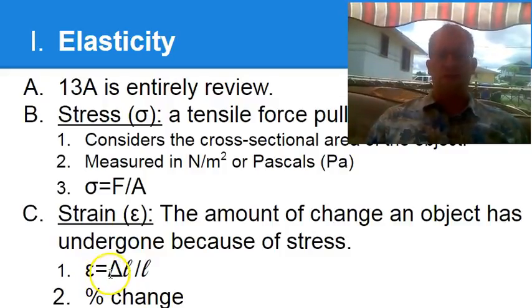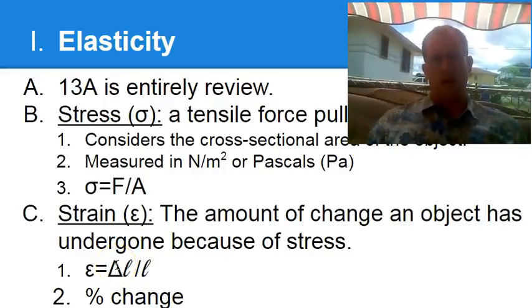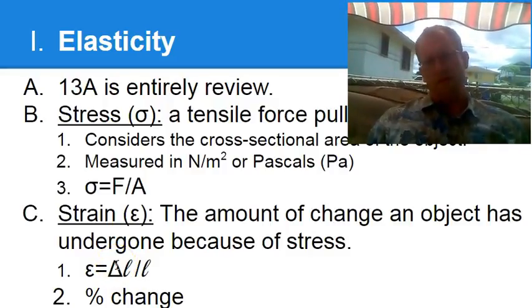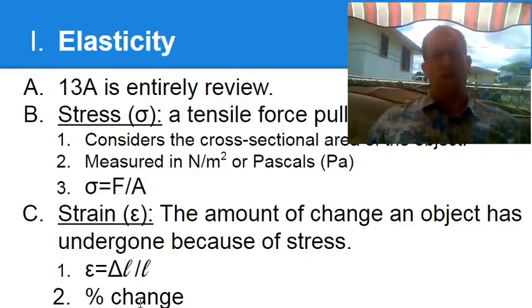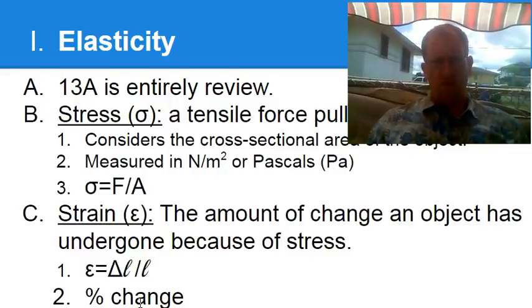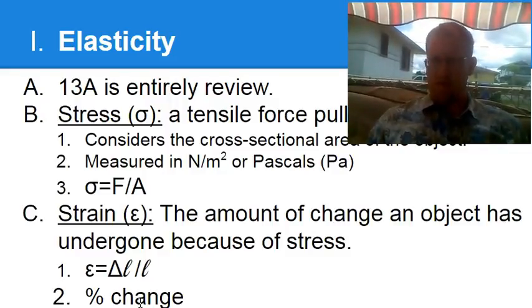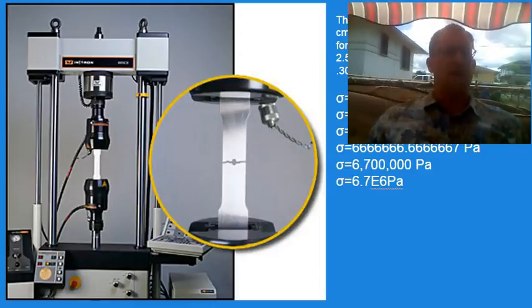Epsilon equals the change in length divided by the length. So what was it before? What is it now? Subtract, get the difference, divide that by the original length, and that'll give you a percentage change. All the units cancel out in this. You have meters in the top, you have meters in the bottom. Meters divided by meters is nothing. So there's no units to strain. Epsilon equals some decimal answer. Okay, let's look at some examples here.